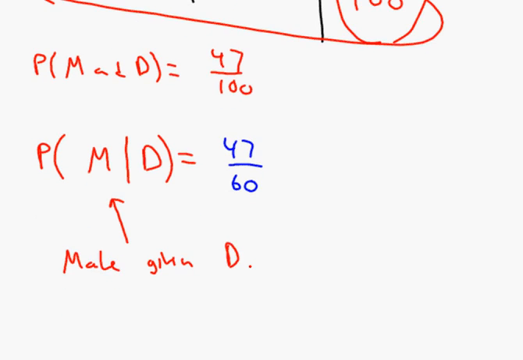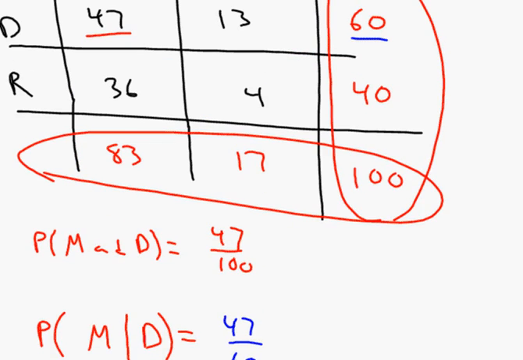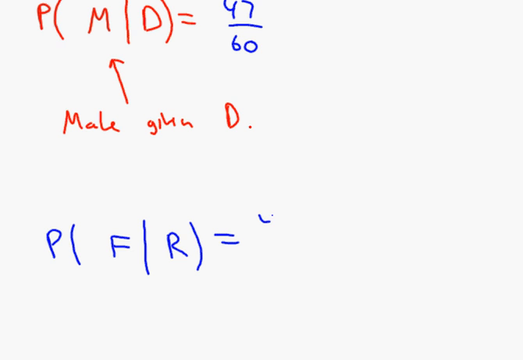Let's do another one. Let's ask for the probability where the person was a female, given that we chose a Republican. So notice how I'm saying that. Probability the person was a female, given we chose a Republican. So now I'm reducing my sample space to just Republicans. So if I look up here, here's the column that says Republican right here. There are 40 of those, and 4 of them were females. So this is 4 out of 40.